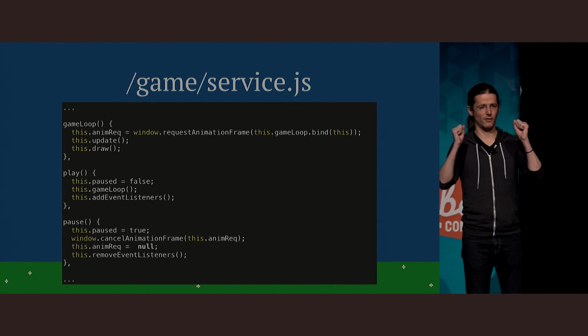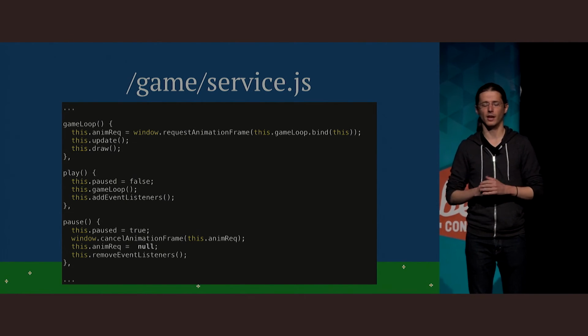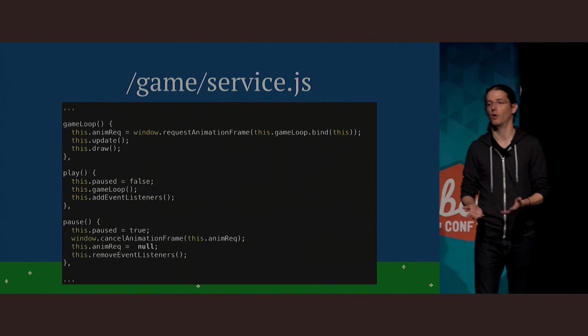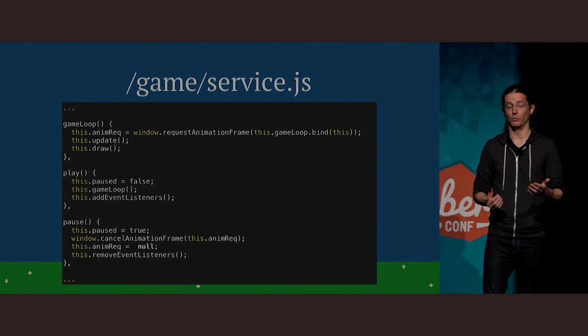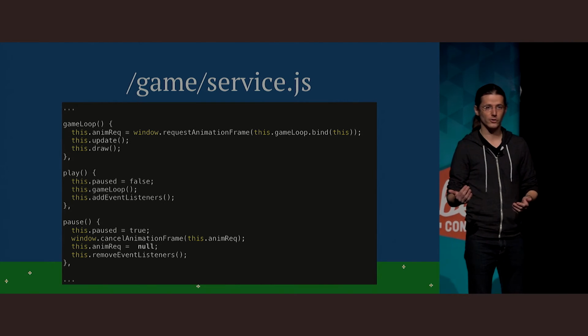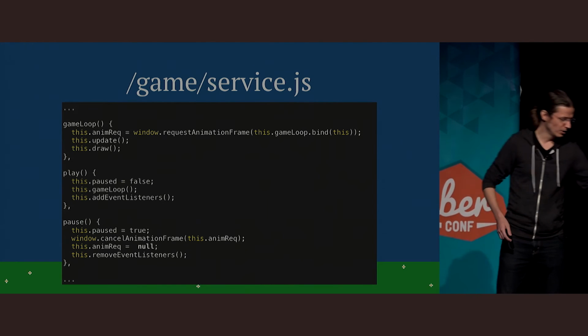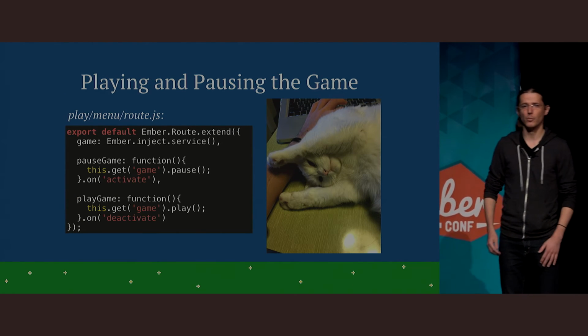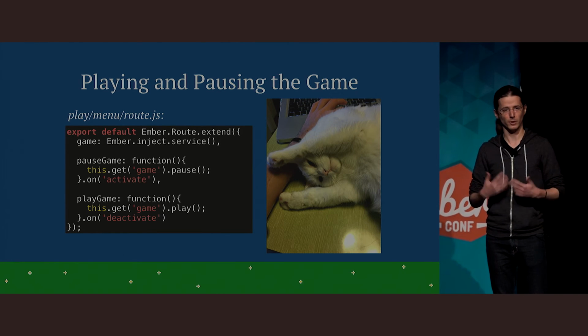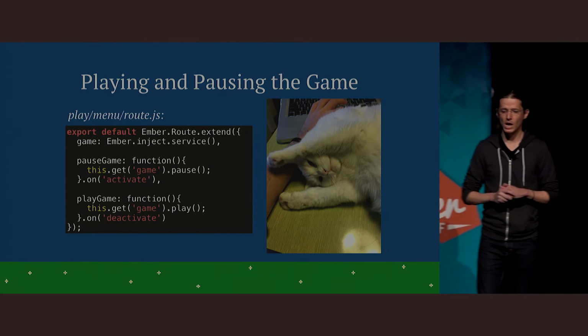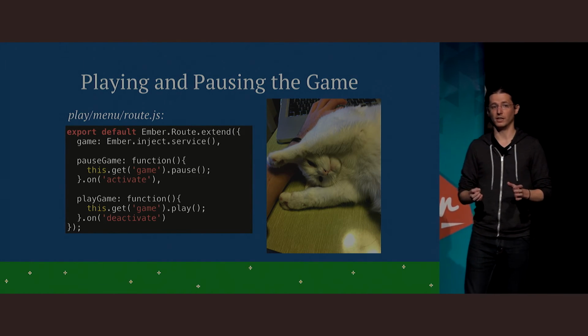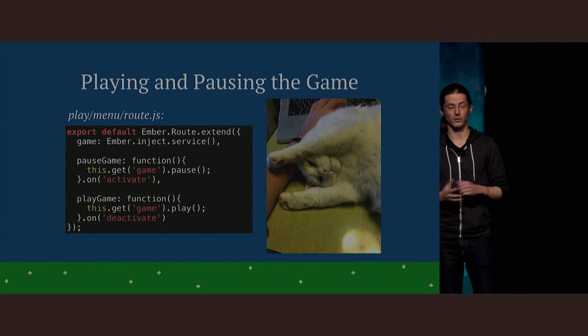So all right, we have our game loop, we have our play and pause method. Now how do we tell Ember that we want to play when we're not in the menu and we want to pause when we are in the menu? Well, this is another area where Ember was designed in such a way that really helps us out. So we can inject the game service into our menu route and take advantage of two events that happen on the route. The two events are activate and deactivate.